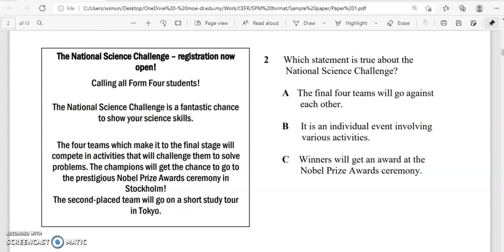Time's up. Please type your answer in the comment section. Let me see how many of you get it right. And have you used the answering techniques that we have just discussed?